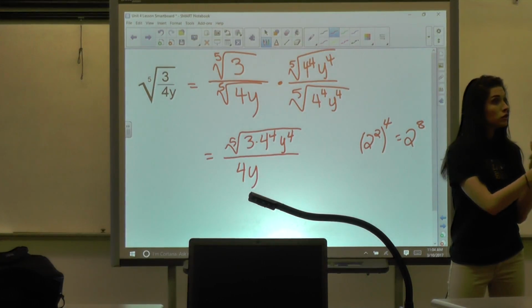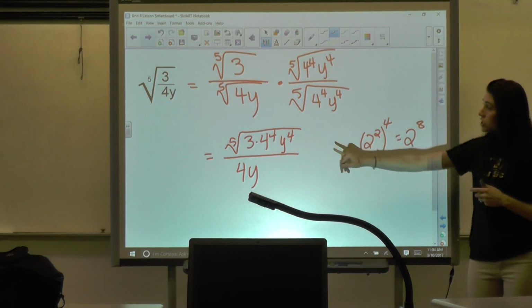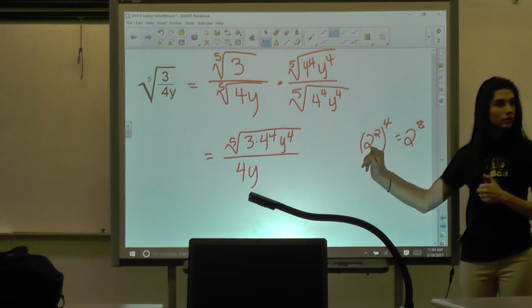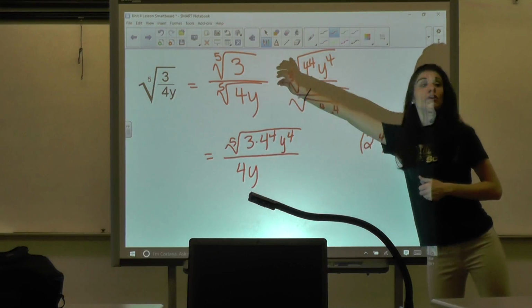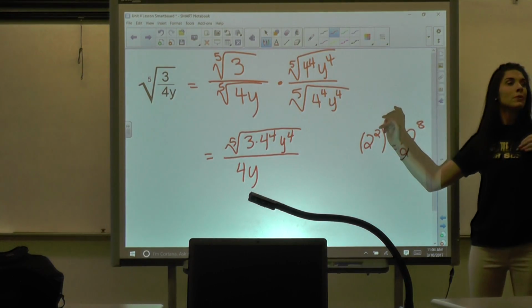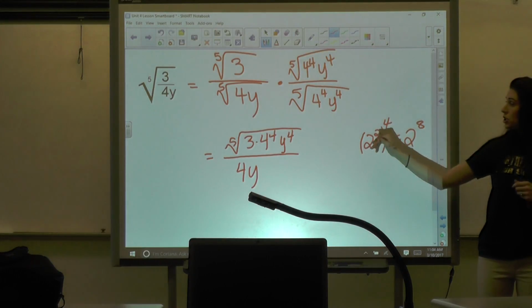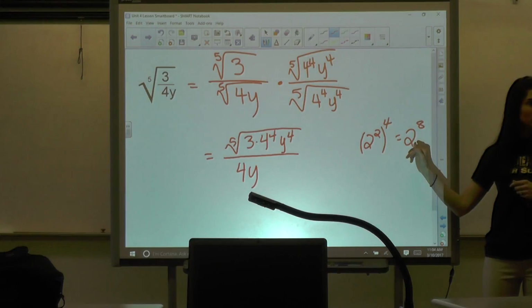You can make 2 become 4 by doing 2 squared. So we changed 4 into 2 squared. But this 4 was to the 4th power. So it's 2 to the power 2, which is 4, to the 4th power. Power to a power, so you multiply. Also, it's 2 to the 8. 2 times 4 is 2 to the power 8.